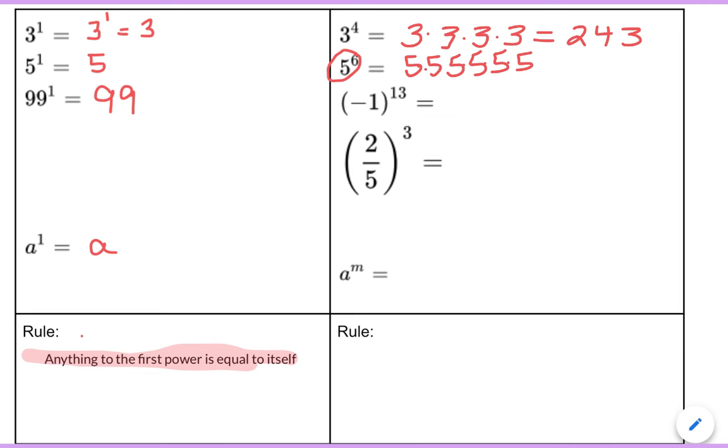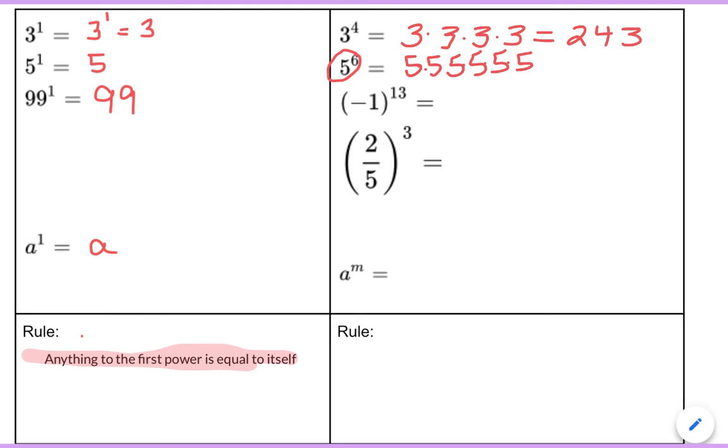Negative 1 to the 13th. Here's an important one. That would be negative 1 times itself 13 times. An important thing to think about here: when a negative is raised to a power, does the answer end up negative or positive? I want you to think that through for a minute. And this would be negative 1 to the 13th, negative 1 times itself 13 times.